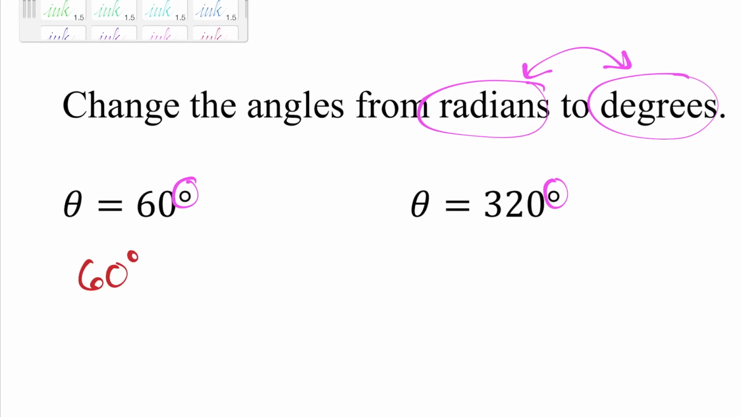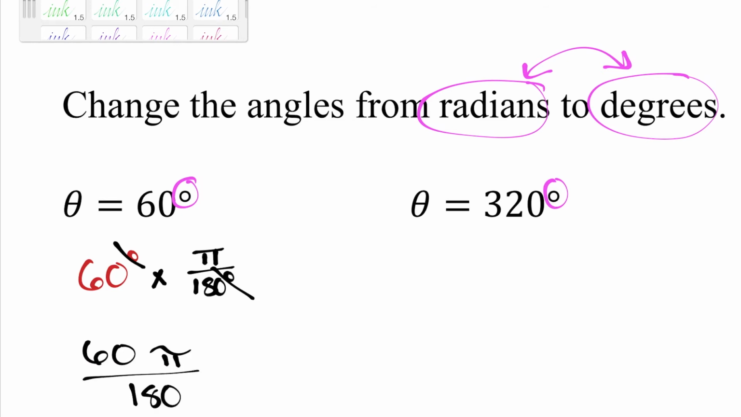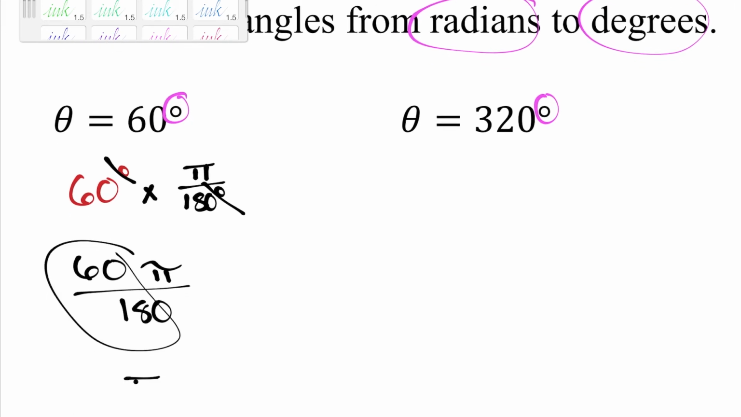In order to get rid of the degrees, I'm going to be multiplying it by pi over 180 degrees. These are equivalent to each other, so this is why it just kind of changes form instead of changing it completely. It's like I'm multiplying it by a certain type of 1. So my degrees will cancel out, and I will have 60 pi over 180. And then I just reduce the 60 and the 180 to pi over 3.